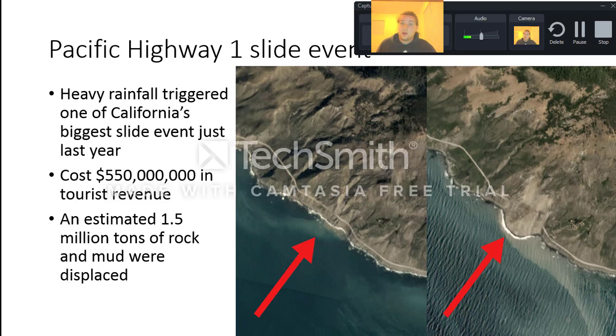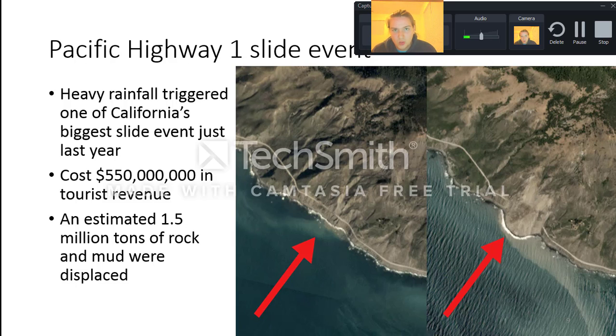Now, when we were settling the west coast of the United States in California, we managed to build a massive highway that stretched all across the western coast. It's called the Pacific Highway 1. And many people love driving down this coastline and looking out to the Pacific Ocean and seeing how beautiful everything is. But just last year, a massive slide event occurred that was triggered by a heavy rainfall, knocked out a massive portion of this highway.